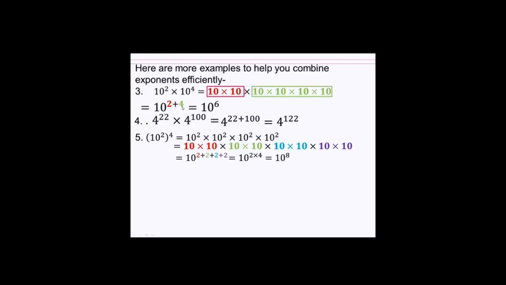You have 2 plus 4 copies of 10. That's how you can think of it. Whereas here you have 2 times 4 copies of 10. Again, 2 plus 4 copies of 10 here. And here you're having 2 times 4 copies of 10. This is an extremely important distinction between example number 3 and example number 5.